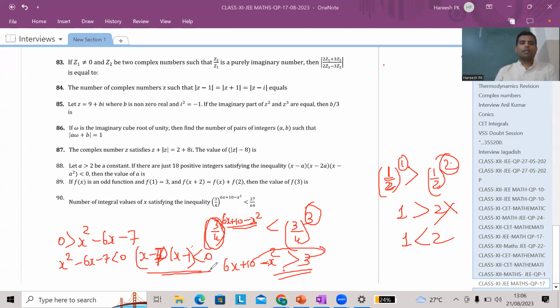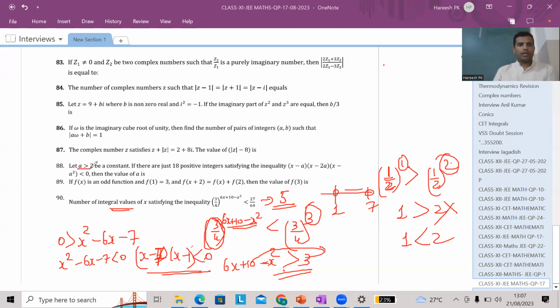So now, which are the integers that satisfy this? Using the wavy curve, we can say that between 1 and 7 it will be negative. So in between, which are the integers? 2, 3, 4, 5, 6. So the number of integers satisfying this inequality is 5, which are 2, 3, 4, 5, 6. Okay, so now the next question.